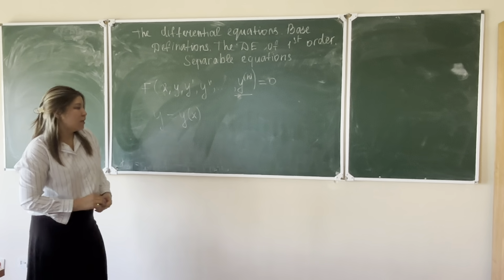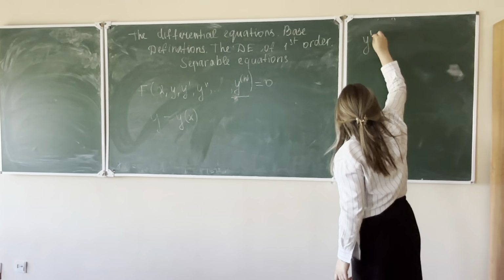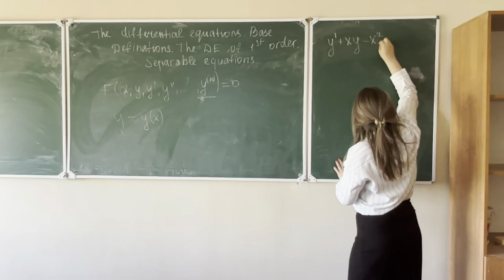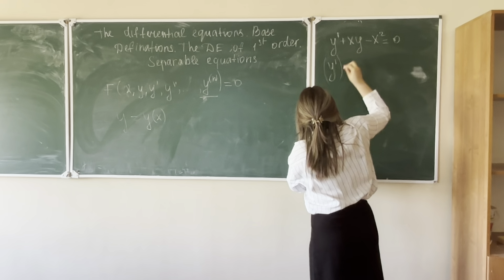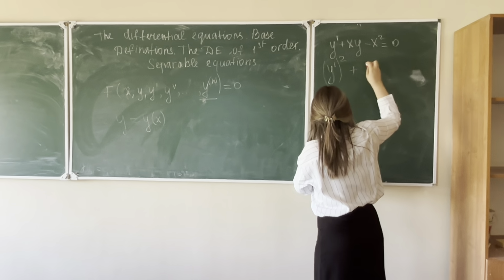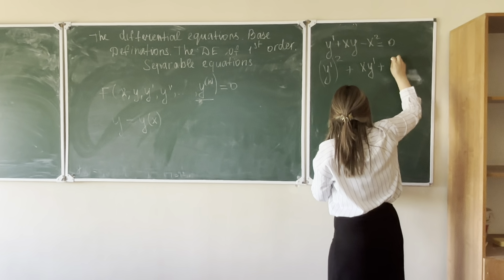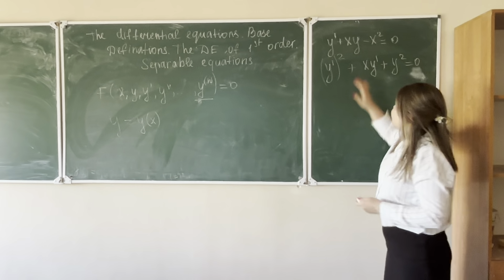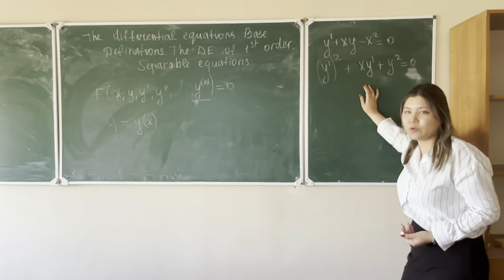For example, the equations ... plus xy minus x squared equal to 0, and x prime squared plus xy squared prime plus y squared equal to 0. These equations are called first order ordinary differential equations.